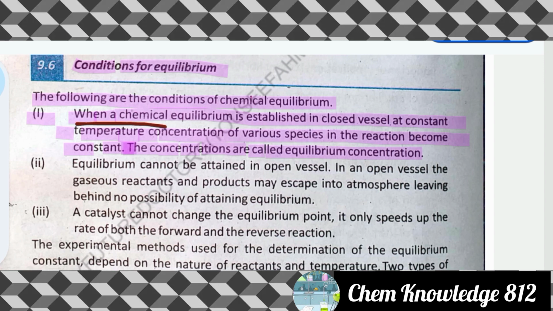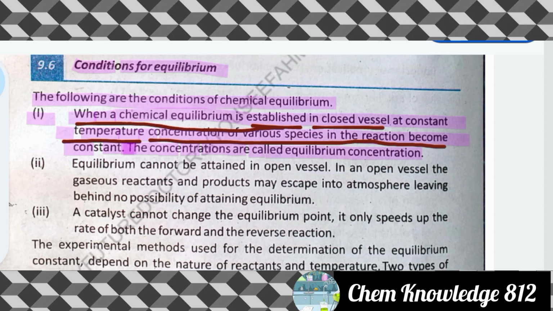This tells us that if we have chemical equilibrium in a closed container or vessel and keep the temperature constant, then the concentration of the various species in the reaction will be constant. These concentrations are called equilibrium concentrations. So when chemical equilibrium is established in a closed vessel at a constant temperature, the concentration of various species in the reactions becomes constant. The concentrations are called equilibrium concentrations.